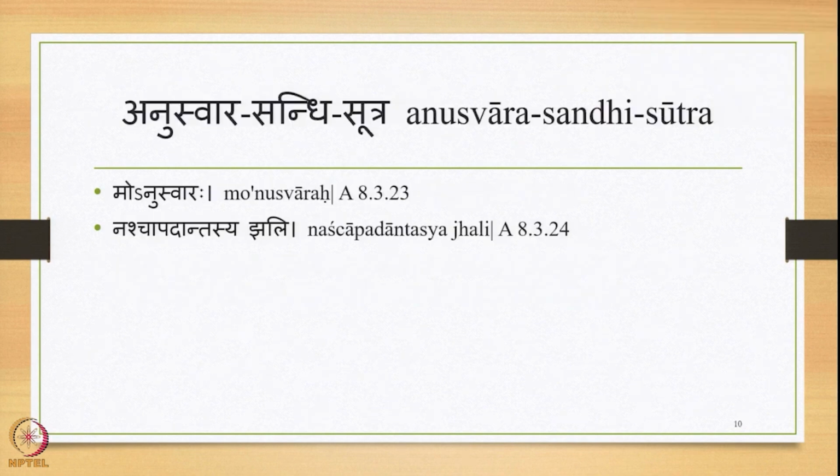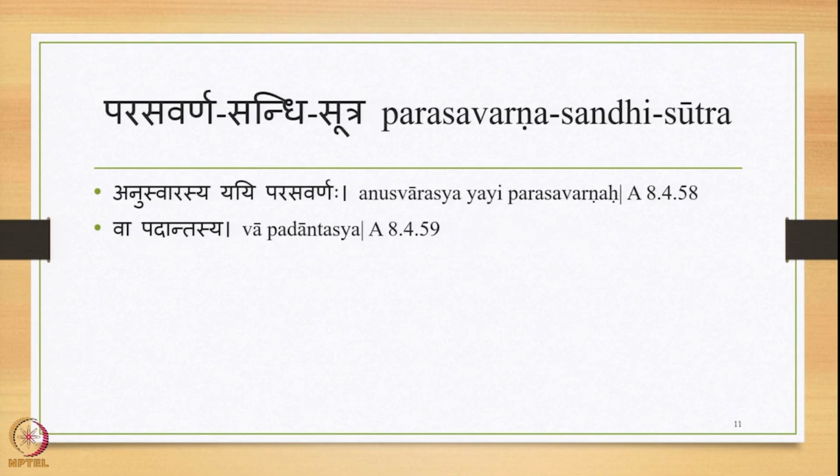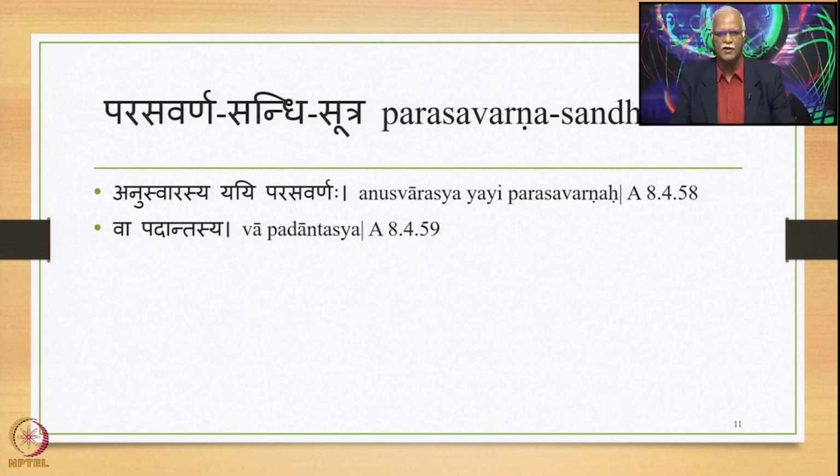There are two sutras stating the anuswara sandhi. They are both stated in the asiddha section of the Ashtadhyayi. They are monuswaraha 8.3.23 and naschapadantasya jhali 8.3.24. The Parasavarna Sandhi Sutras are also two and are also stated in the Asiddha section of Panini's grammar. They are Anuswarasya Yai Parasavarnaha 8.4.58 and Vapadantasya 8.4.59.